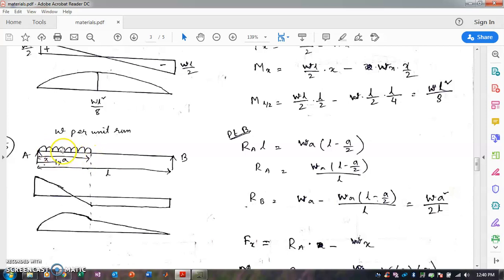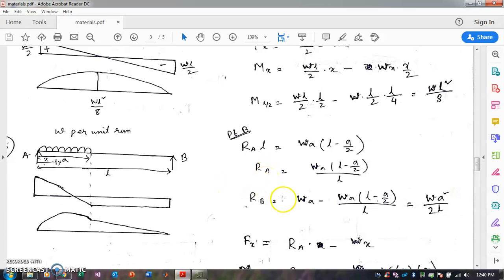Wa is acting at the midpoint. So the midpoint is a by 2 from A. So the distance of this midpoint from B is L minus a by 2. So the moment is Wa into the distance, that is L minus a by 2, which is written here. So the equation will be this. From this equation we can get the value of RA.